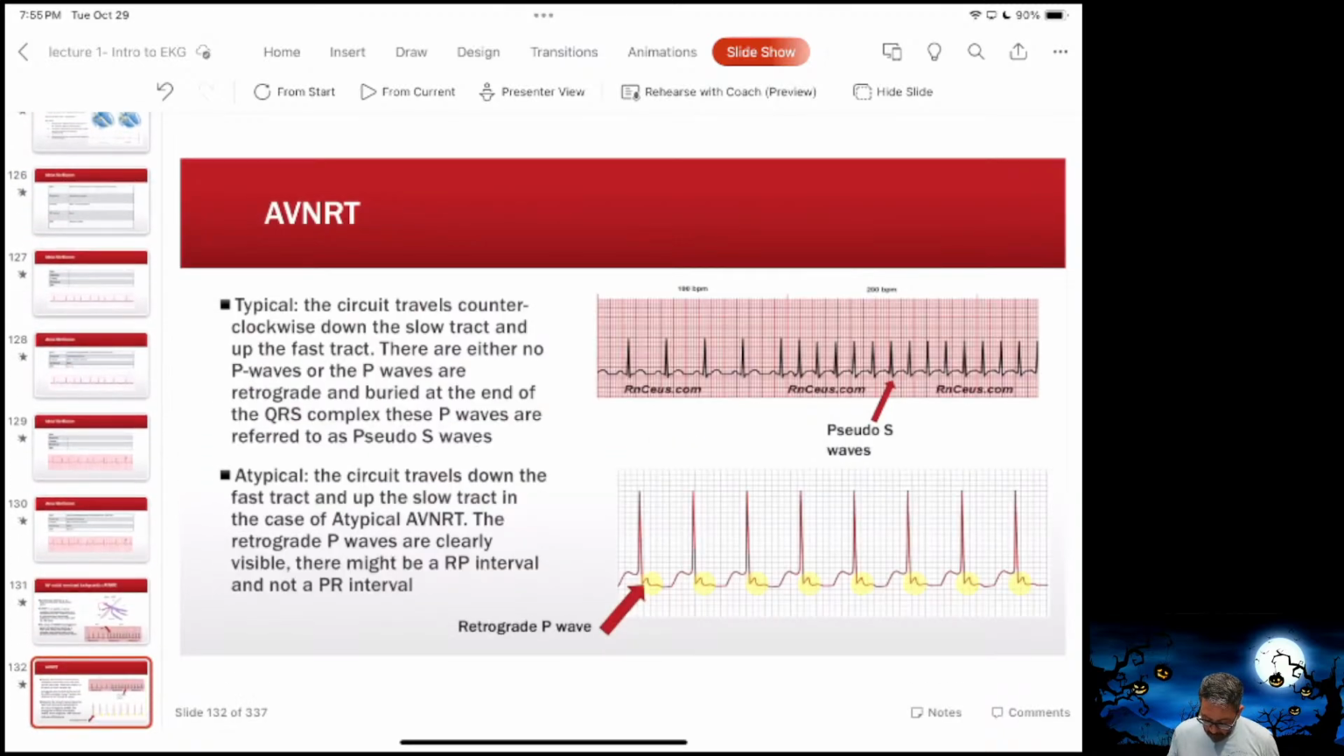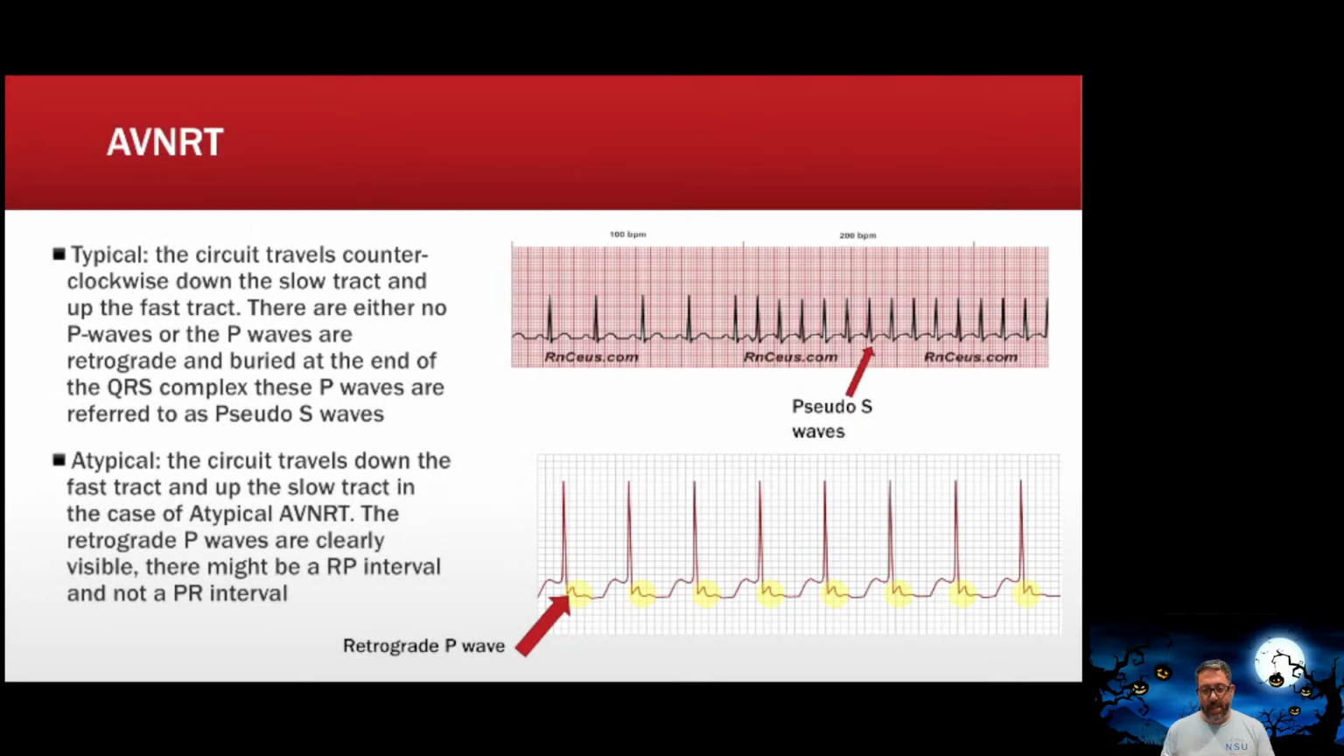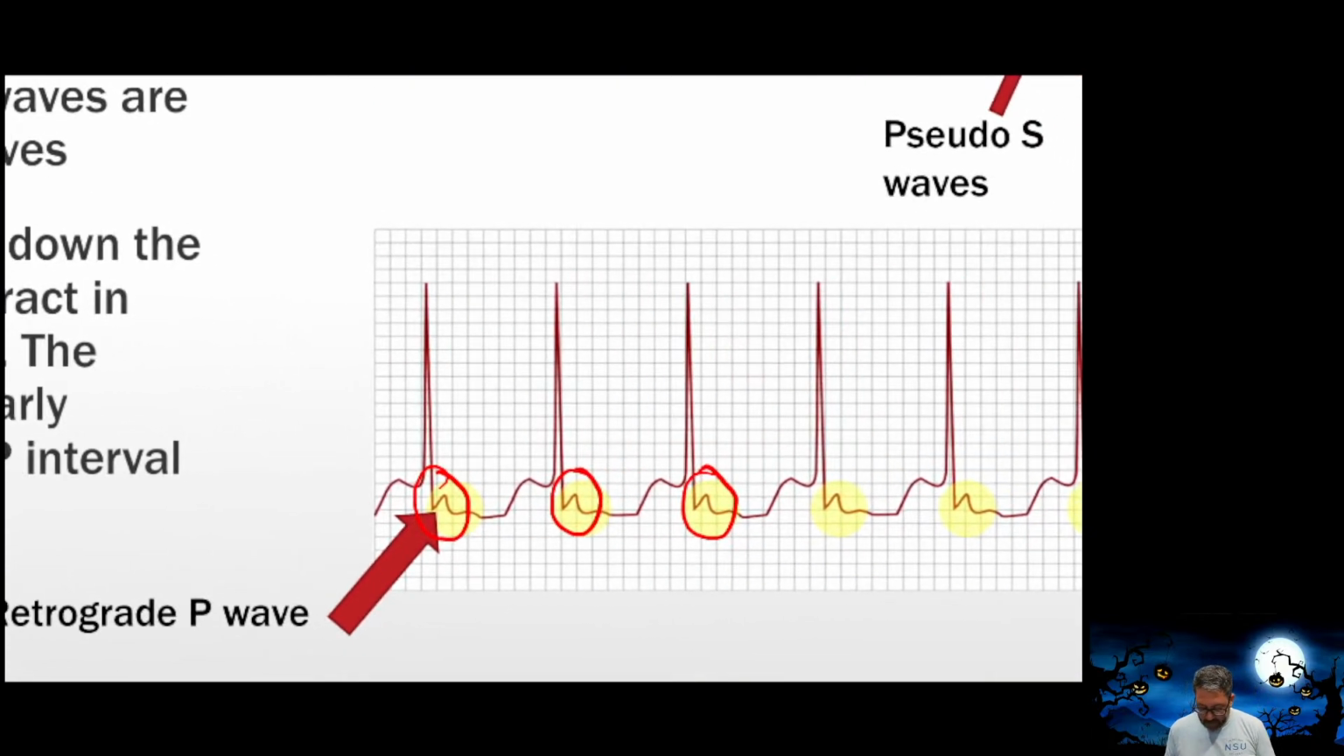Okay. So I mentioned before with AVNRT, because it's cycling on itself and the way the thing is spreading out, it almost looks like a junctional rhythm. And because of that, you see the P waves happening retrograde. They happen afterwards because we have a cycling rhythm going on.